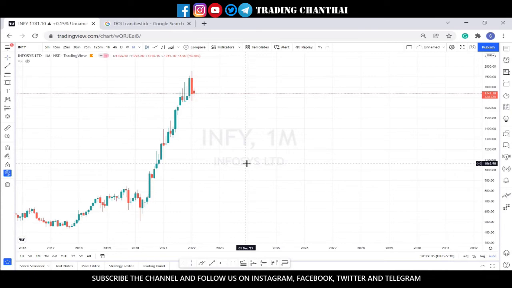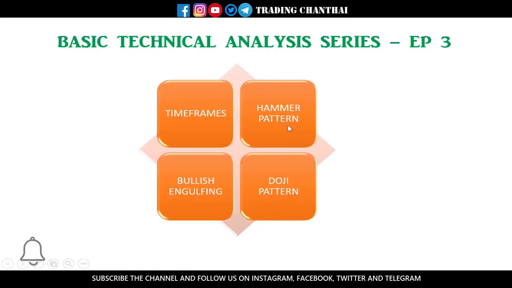Why I am explaining this much is in the next upcoming videos we are going to plan the entry for the stocks, or we are going to plan the exit for the stocks. Those everything are going to be based on the time frames. So now let's move on to the next topic, hammer pattern.